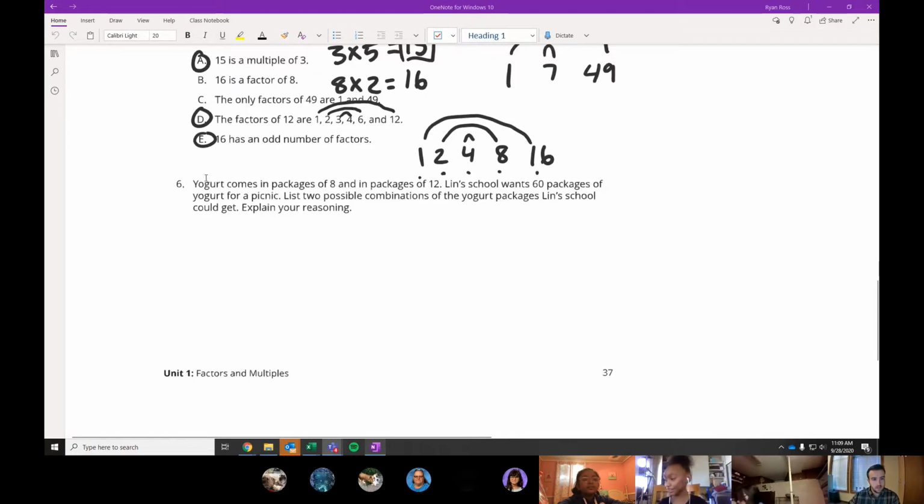Yogurt comes in packages of 8 and in packages of 12. Lynn's school wants 60 packages of yogurt for a picnic. List 2 possible combinations of the yogurt packages Lynn's school could get and explain your reasoning. I only really expect 1 possible combination for this because we never talked about mixing up our packages that the products could come in. So really, I want us to focus on what is the 1 package or type of package that we can use and how many would you need.